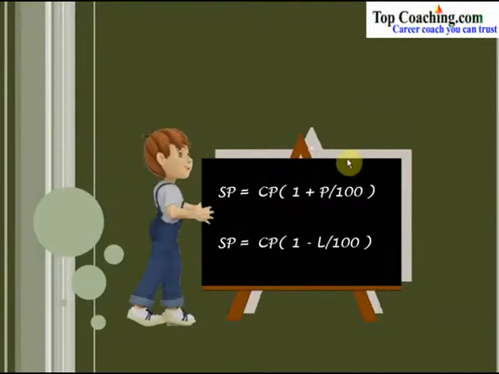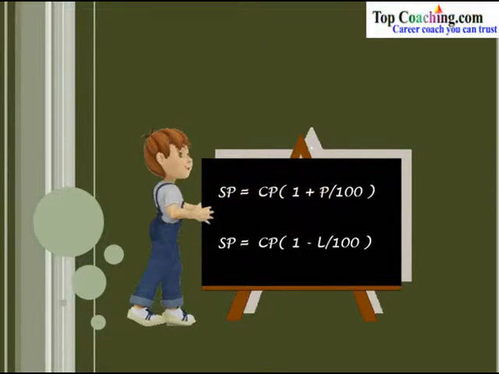So whenever we have a profit, then SP would be equal to CP into (1 plus P by 100), where P is the profit percentage, and in the case of loss, SP would be equal to CP into (1 minus L by 100). Here L is the loss percentage. Clearly, you can see that if we have a profit, then SP should be greater than CP. Now this term 1 plus P by 100 would always be greater than 1. Therefore, we get SP greater than CP.